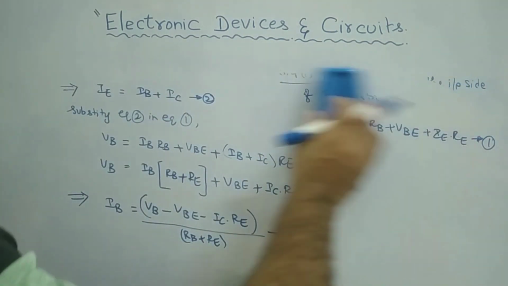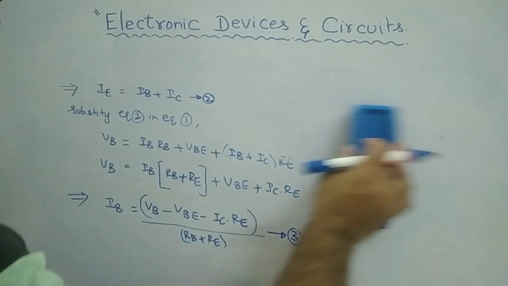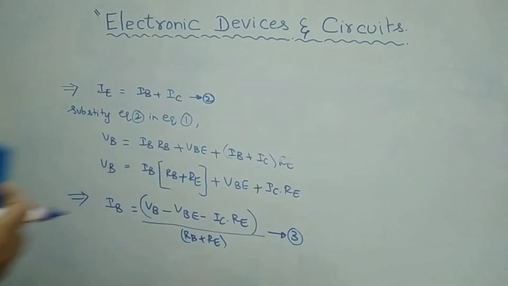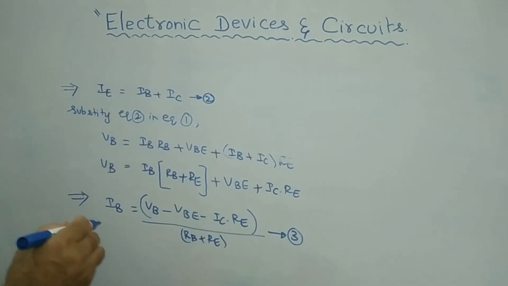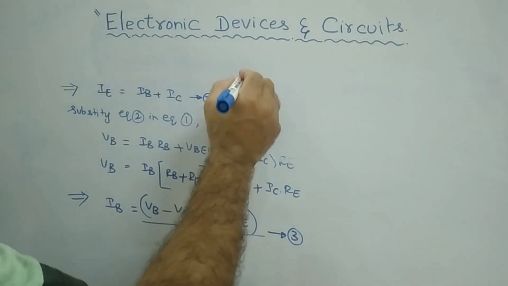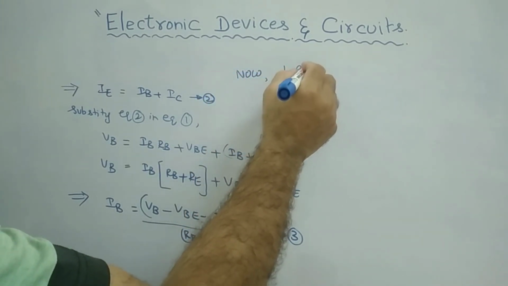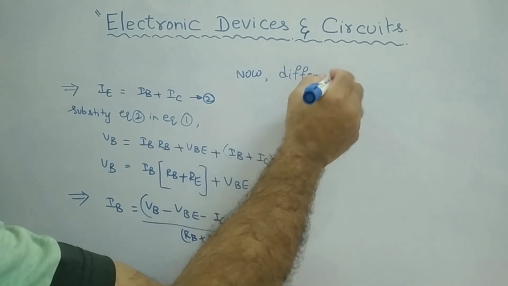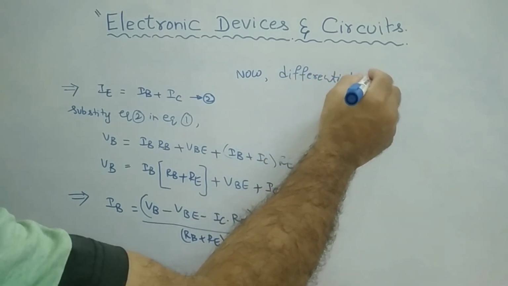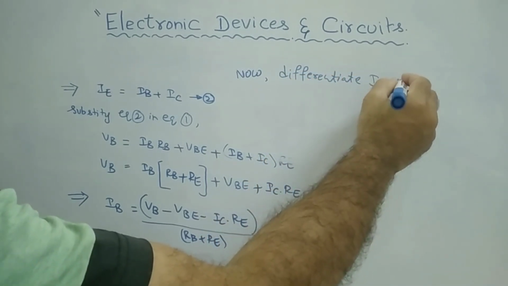Right? Now you have got the expression for your IB. Now, what should we do? Differentiate. Now differentiate IB with respect to IC.